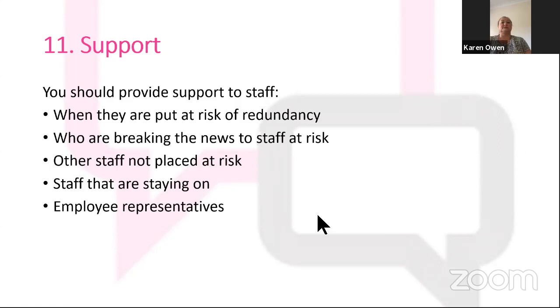You should also consider supporting managers who are breaking the news. These are people that have to work with these people every day. So they're going to be stressed. They're going to be having conversations they wouldn't normally have.